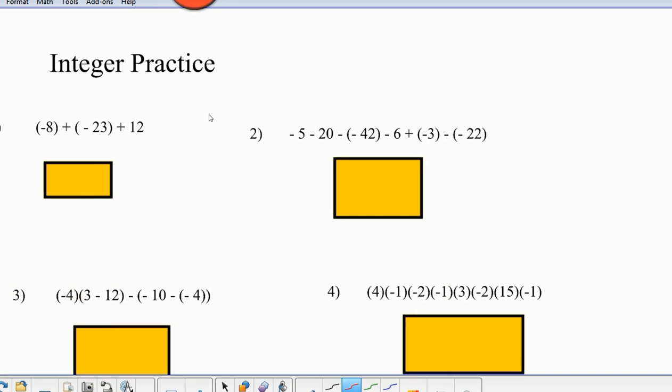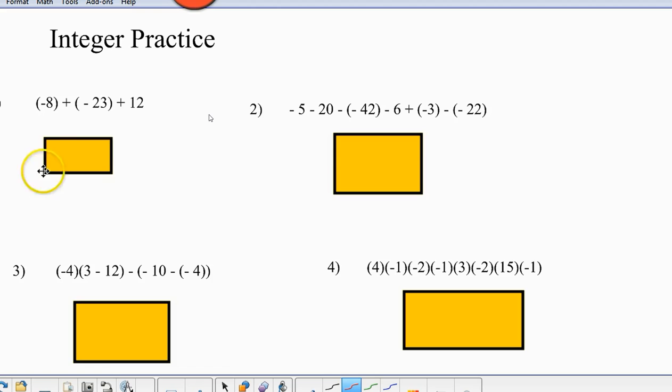Alright. You're going to do this integer practice. Good luck. And you can pause it at any time right now and then come back when you're done.